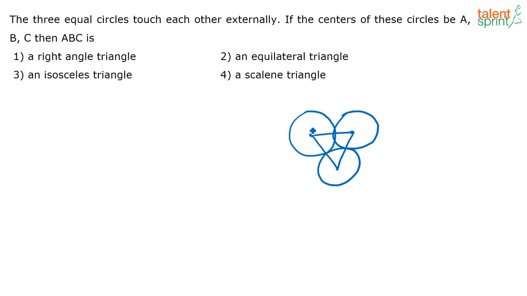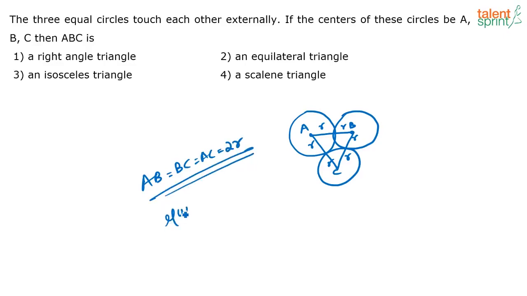Now if the centers of the circles are A, B and C, they are asking you about this triangle. See, these are equal circles, means all their radii are going to be the same. So what is the length of AC? 2r. What is the length of BC? 2r. What is the length of AB? 2r. So AB is equal to BC is equal to AC is equal to 2r. So all 3 sides are equal, means it's an equilateral triangle. So the correct answer here is option 2, equilateral triangle.